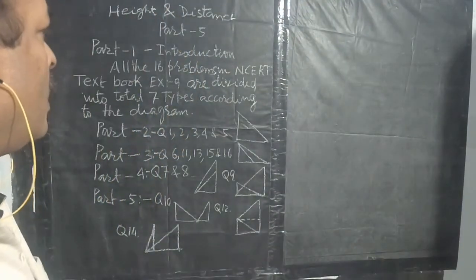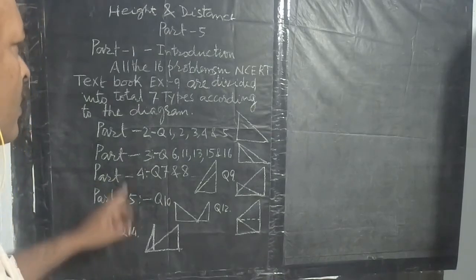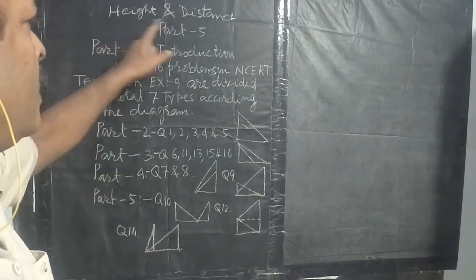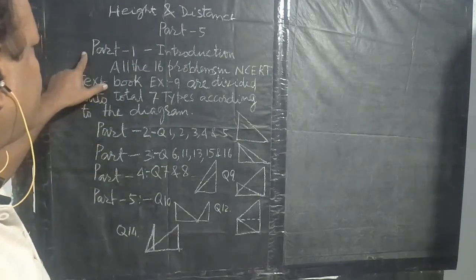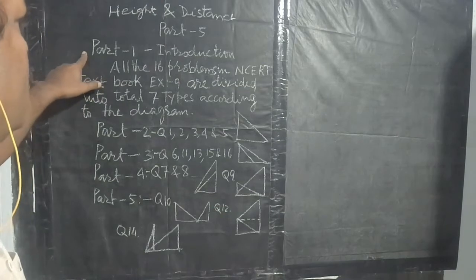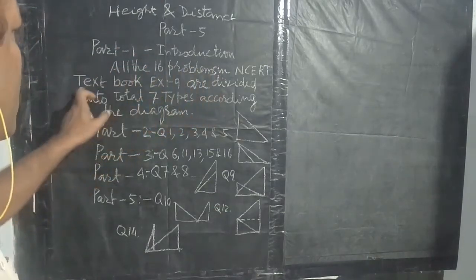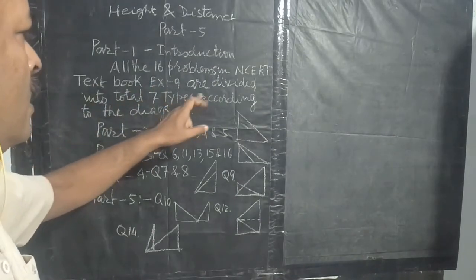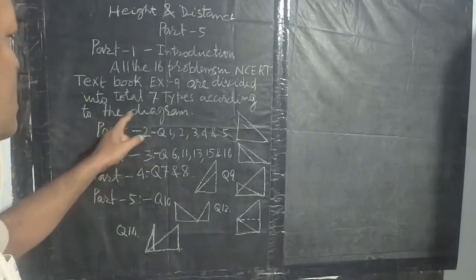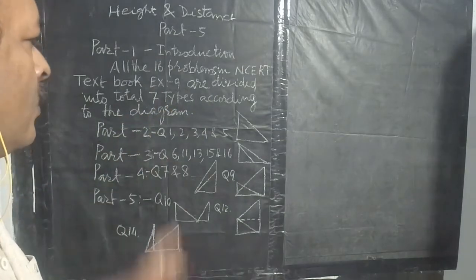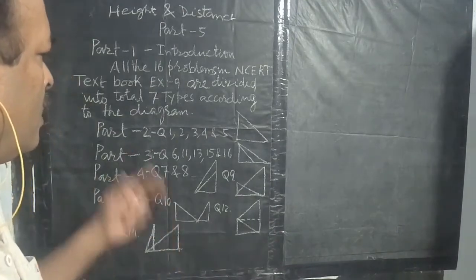Today is part 5 of the lesson Height and Distance. Part 1 was the introduction. All the 16 problems in the NCERT textbook, Exercise 9, are divided into a total of 7 types according to the diagrams. You can go through my video part 1 to come to know how they are divided.